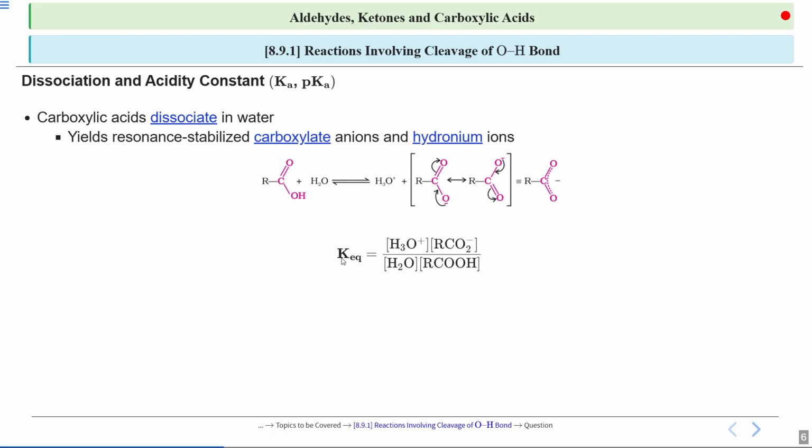So when we write the equilibrium constant, on the numerator side we write the concentration of the products divided by the concentration of the reactants. On the product side I have hydronium ions and this resonance stabilized carboxylate anion, which is divided by the concentration of water and carboxylic acid. So here KEQ is the equilibrium constant, which is the measure of the extent to which a reaction proceeds to form products at equilibrium.